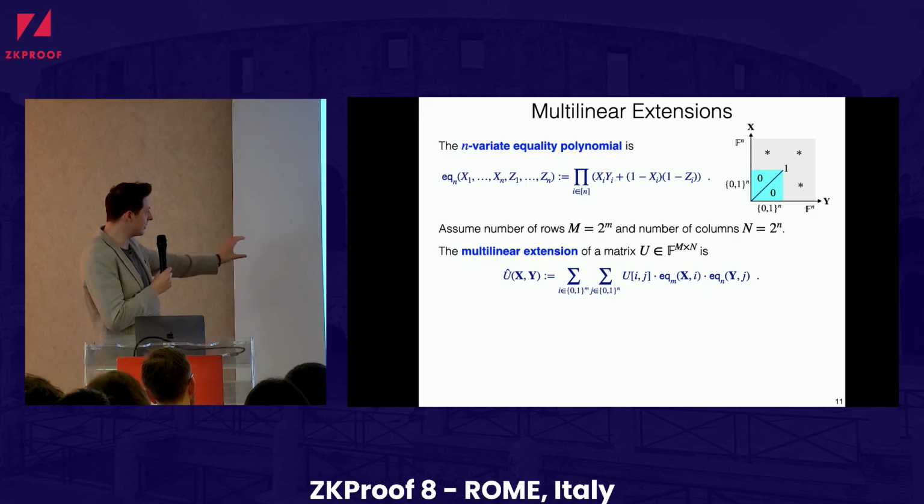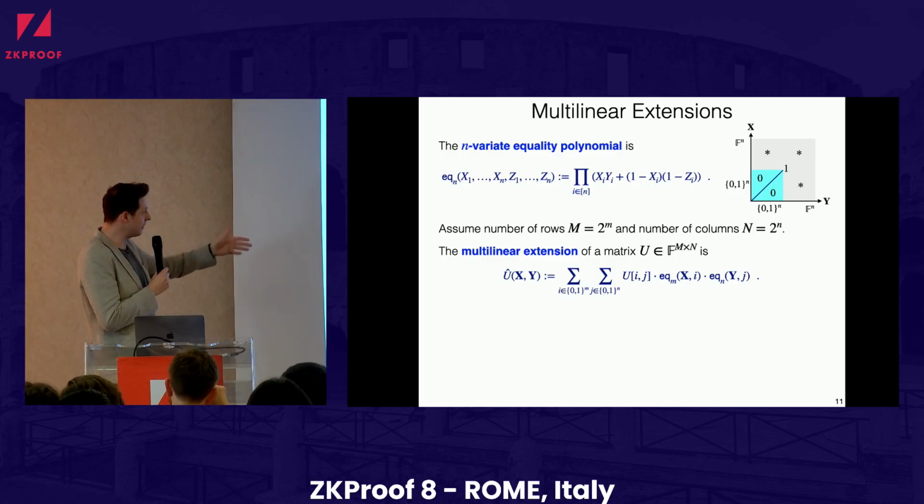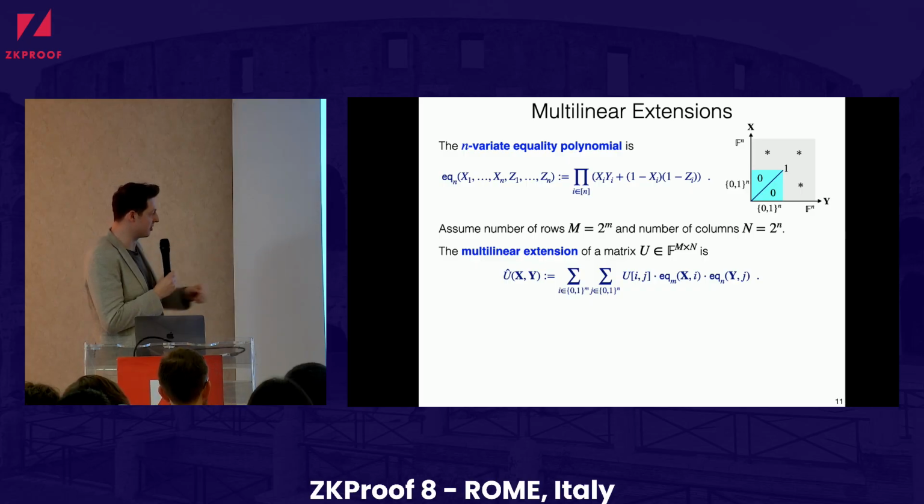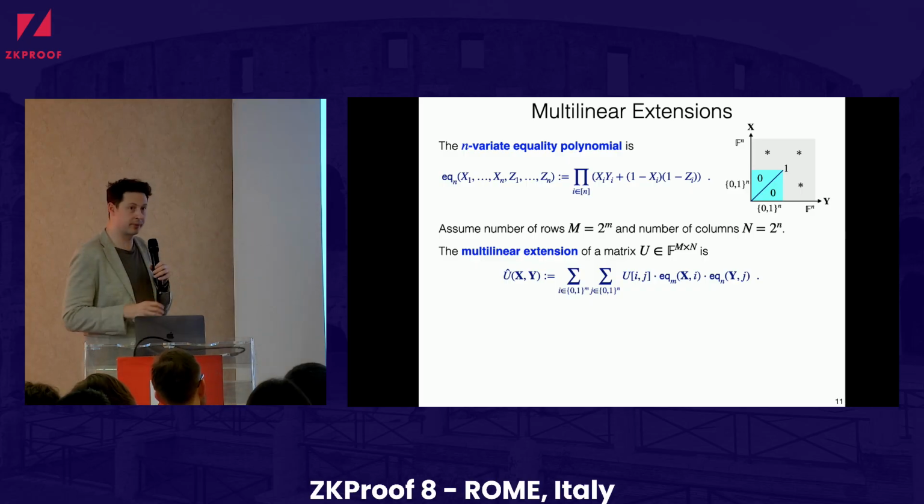We'll talk about multilinear extensions of matrices. So a matrix, even a rectangular matrix with m rows and n columns, you can literally extend it with the corresponding EQ polynomials. Okay?